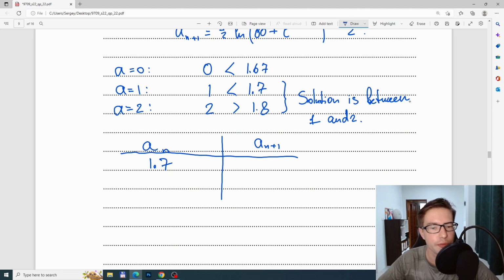Now, if I substitute 1.7 into the iterative formula, I will get 1.7556. Now, this becomes the new a(n). And it gives us, again, when I substitute into the formula, 1.7626. And I have to continue this process a little bit.